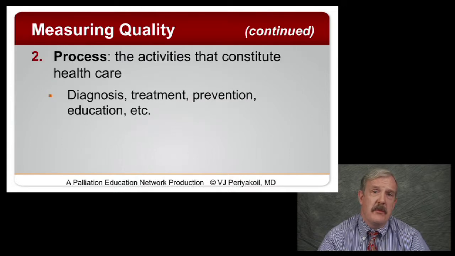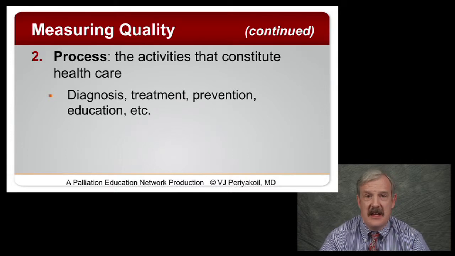The second are what are called process measures. These are the activities that simply constitute healthcare. Was a diagnosis made? Was a treatment provided? Was prevention actually executed? Was education given to the patient, etc.? And we can measure whether or not these things are done, such as, was the hemoglobin A1C actually measured on this patient? Did the patient receive a mammogram? And did the patient receive diabetic counseling on how best to manage their diet? Those are all examples of process measures.